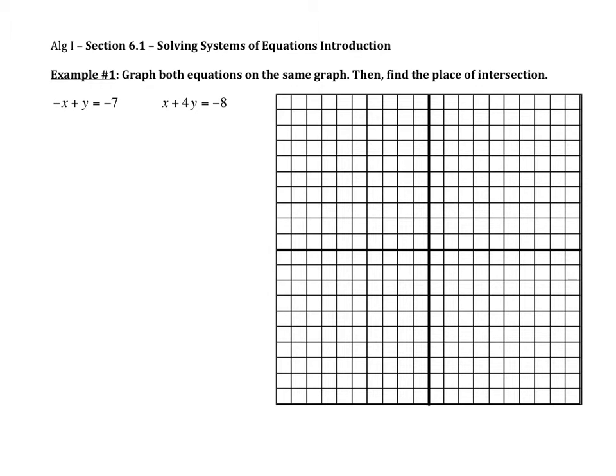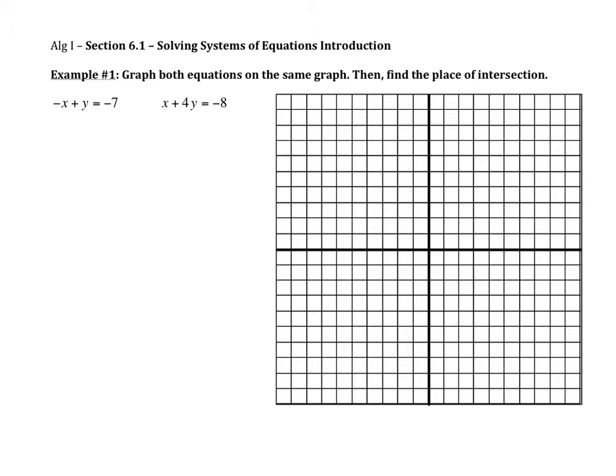Here's example number 1. It says graph both equations on the same graph, then find the place of intersection. If we're supposed to graph these, the first thing we want to do is get the y by themselves so that we can find the slope, the m, which is rise over run, and the b, the y-intercept, the place where it hits the y-axis. So again, our first step is to get the y by itself.